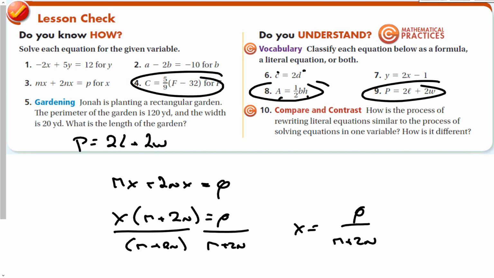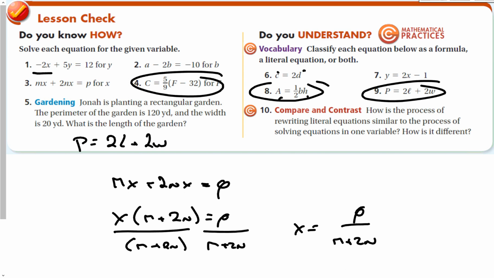How's the process of rewriting literal equations similar to the process of solving an equation in one variable? Well, we're going to use the same steps, and they're pretty much the same in each case. You're isolating a variable, we're using inverse operations, but they're slightly different because in an equation in one variable, to isolate the variable, inverse operations are used on only numbers. When we use literal equations, it's used on letters and numbers.